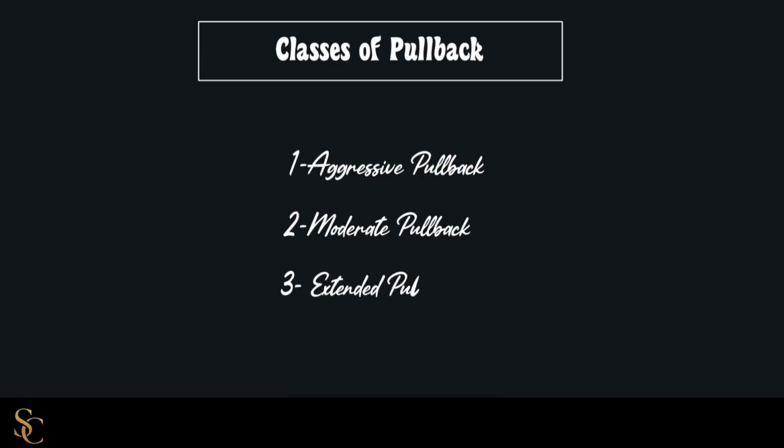Pullbacks can be classified into 3 types: aggressive pullback, moderate pullback, extended pullback. Let's take a closer look at each type and examine how understanding them can help us incorporate a systematic approach into our trading strategy.